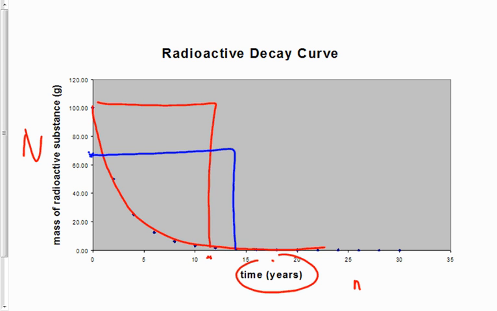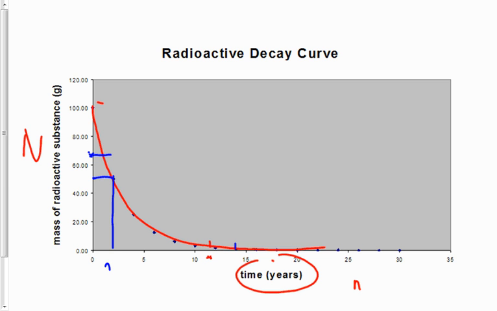What's probably the most common question that could be asked for this? What's the half-life of this radioactive element? In other words, how long does it take for half of it to decay? Well, how much did we start with? We started with 100, right? What do we have left after a half-life, statistically? 50. Let's go over to 50, go down, and it looks to be about 2 years.